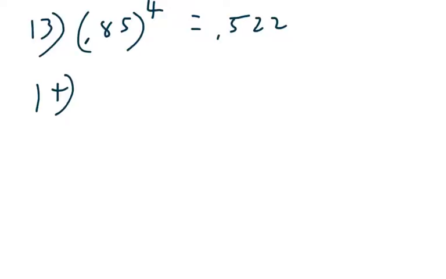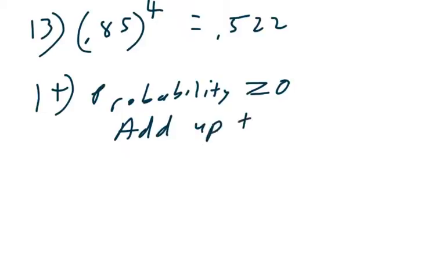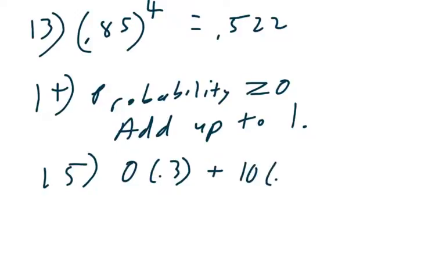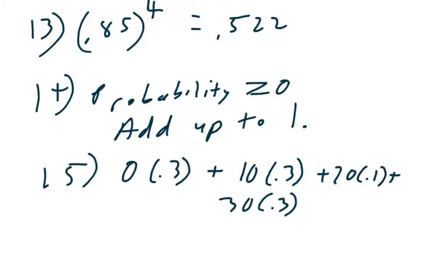For problem number 14, what is true about the pieces of paper? The probabilities are bigger than or equal to 0, and they also add up to 1. For problem 15, you've got to find the expected value, which is 0 times 0.3, plus 10 times 0.3, plus 20 times 0.1, plus 30 times 0.3. That gives me the answer of 14.